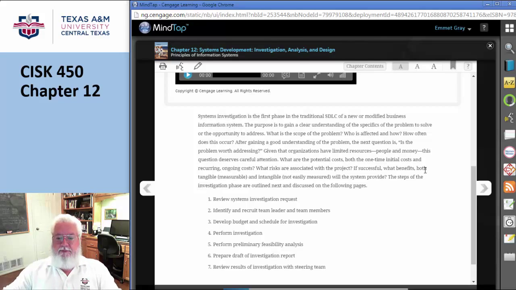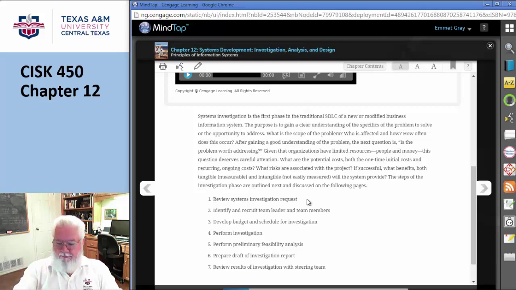So pay attention. Okay. The output of this first phase is basically a go, no-go document. A document that says, this is worthy of our attention. We need to put a little bit more effort into it. Okay, that's essentially it. Okay. So, what are the steps? Well, you need to review the request.